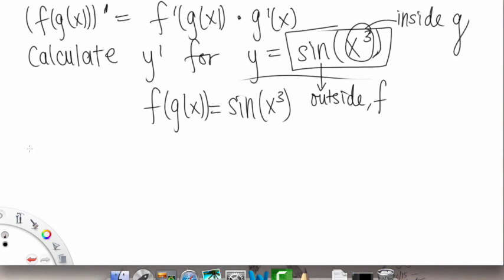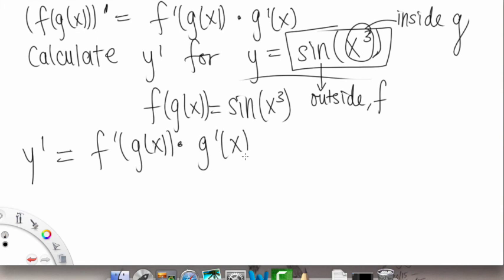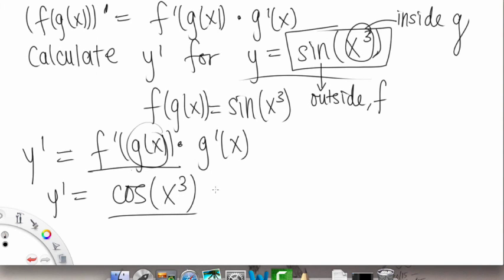Let's say we want to find the derivative of this, so y prime is going to be equal to f prime of g of x times g prime of x. So what is this going to equal? We have the derivative of the outside function first. The derivative of sine is a positive cosine. Cosine, and then g of x means you keep whatever was the inside function the same. So we just rewrite that x to the third in there. We just wrote that down, and now we're going to deal with the inside part.